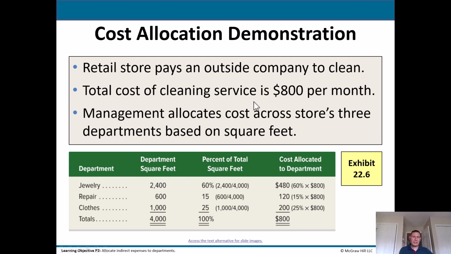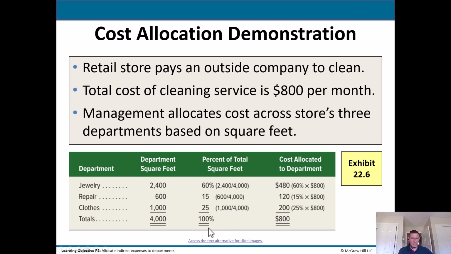The total cost of cleaning service is $800 a month. Management allocates cost across the store's 3 departments based on square footage. So the 3 departments are here: jewelry, repair, and clothes, right? And then we've got the total square footage for the whole store is 4,000, and you can kind of see how this is broken down.